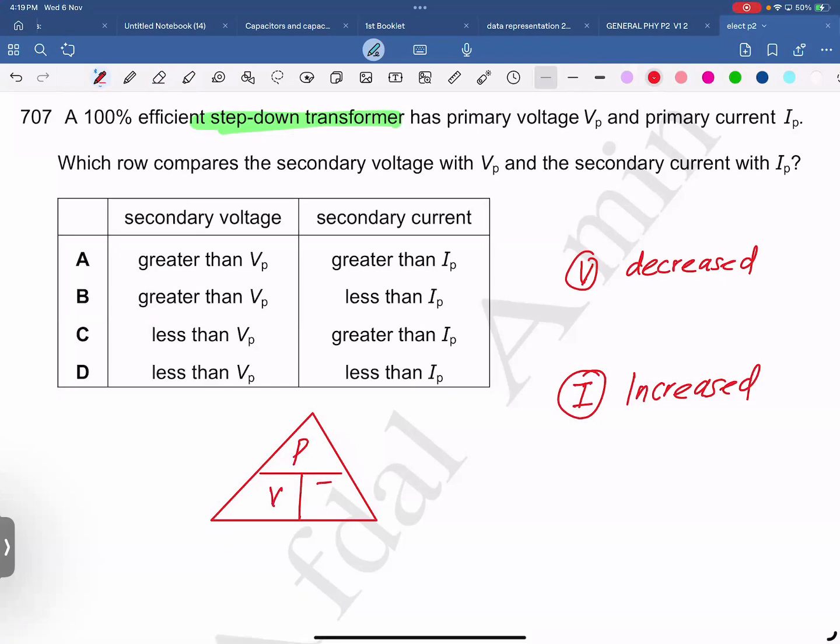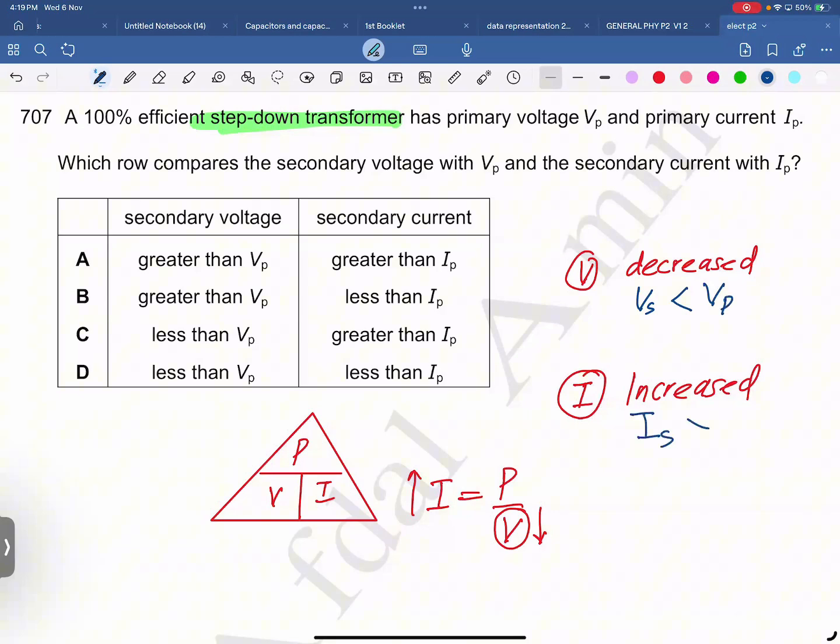You all know an equation for power that relates the current. P equals VI. So I equals P over V. So in a step-down transformer, if the voltage is less, the current will be more. So secondary voltage will be less than primary voltage, but secondary current will be more than primary current. Option C. A very good understanding.